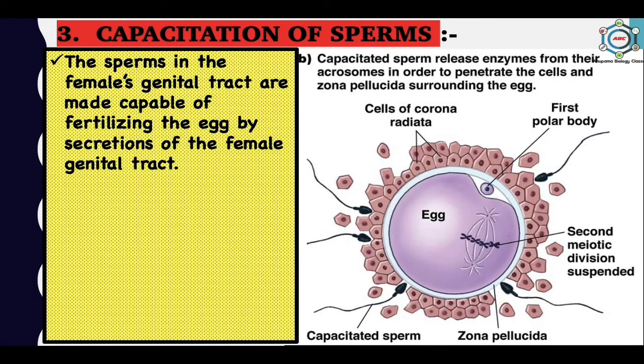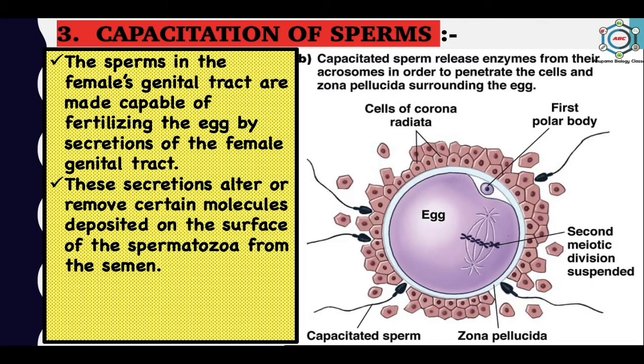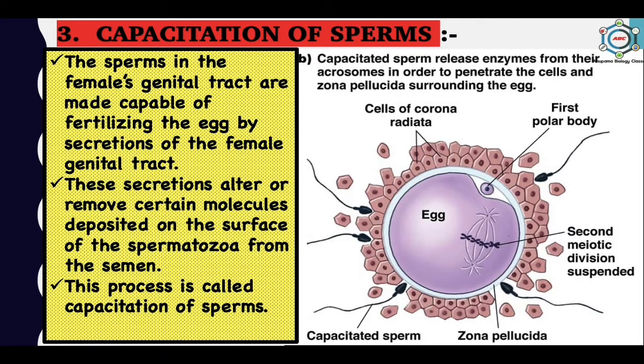The sperms in the female's genital tract are made capable of fertilizing the egg by secretions of the female genital tract, and these secretions remove certain molecules deposited on the surface of the spermatozoa from the semen, and this process is called capacitation of sperms. It takes about 6 hours.